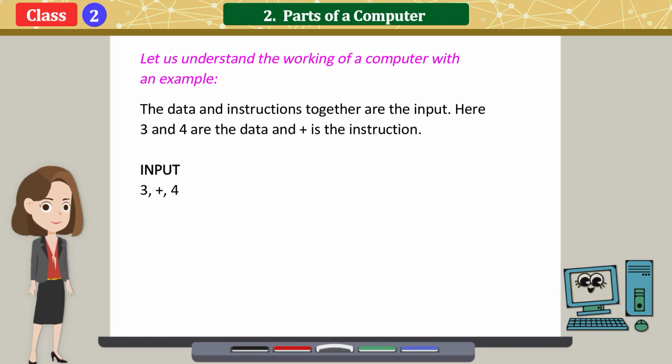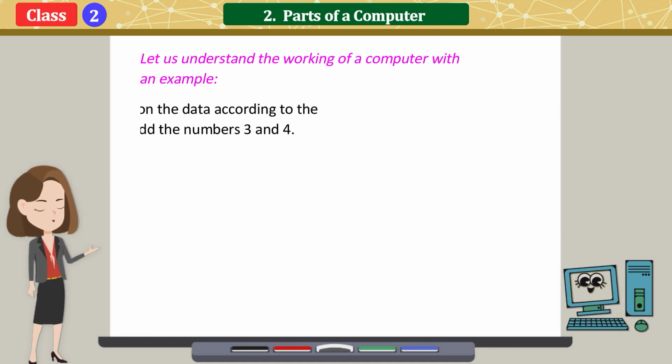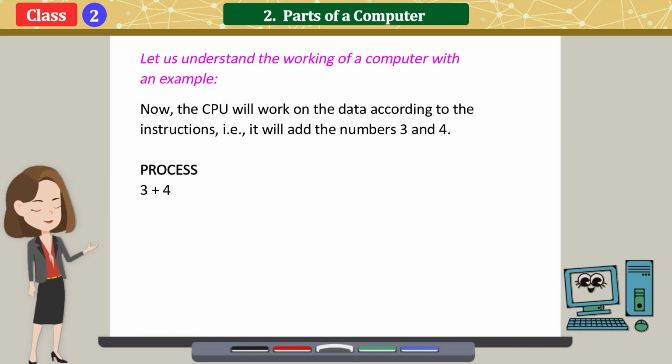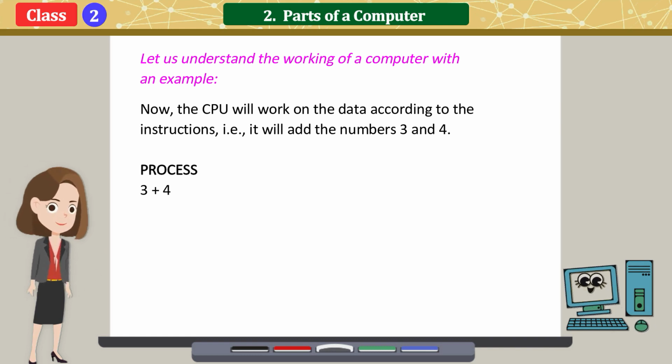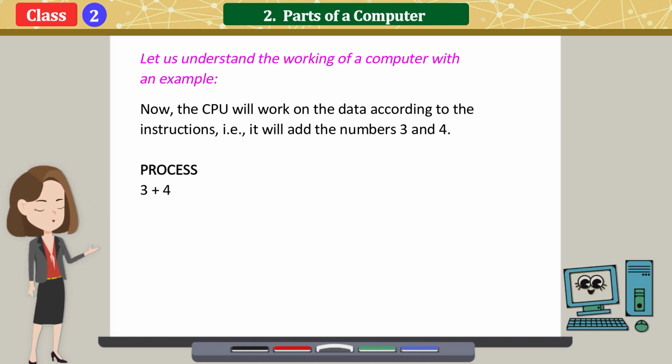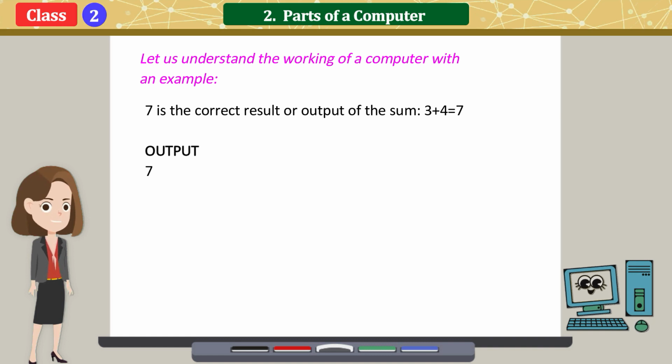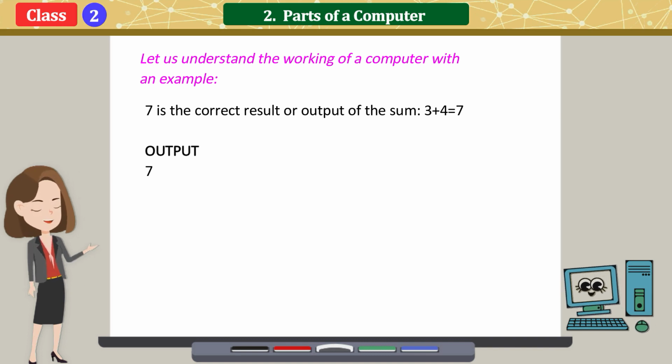Input: 3 plus 4. Now, the CPU will work on the data according to the instructions. It will add the numbers 3 and 4. Process: 3 plus 4. 7 is the correct result or output of the sum. 3 plus 4 equals 7. Output: 7.